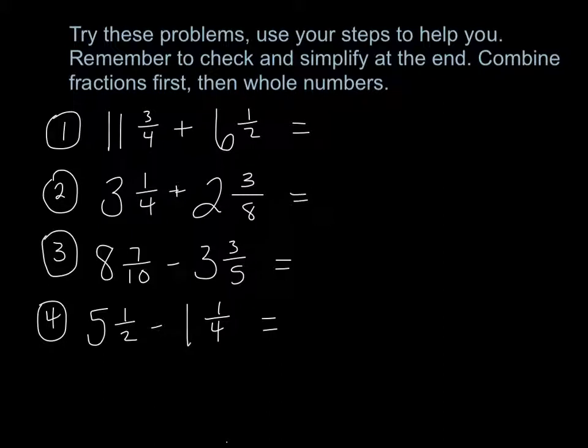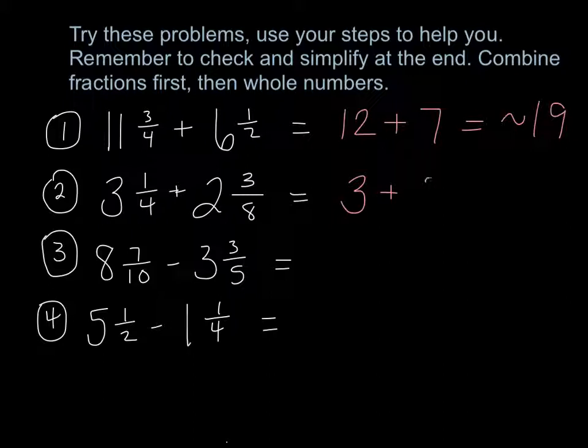For example, number 1, 11 and 3/4. 11 and 3/4 is close to 12. 6 and a half is close to being 7. And 12 plus 7 is 19, so this answer should be around 19. For number 2, 3 and 1/4 is close to being 3. 2 and 3/8 is close to being 2, so my answer should be around 5.